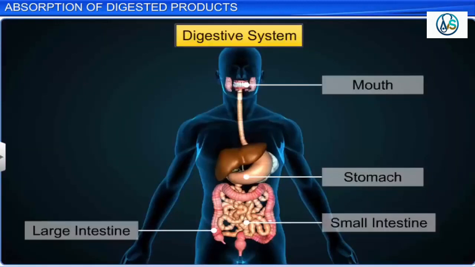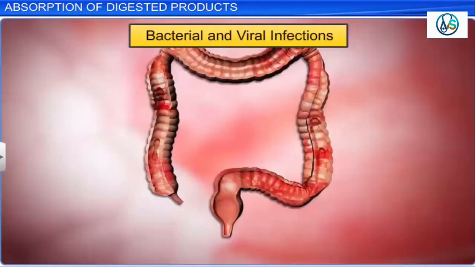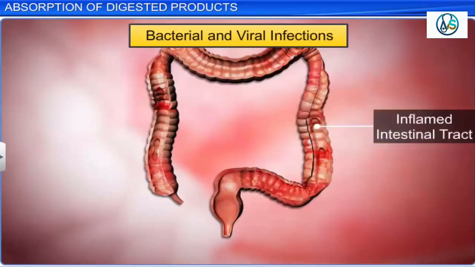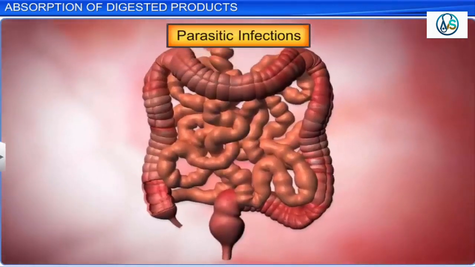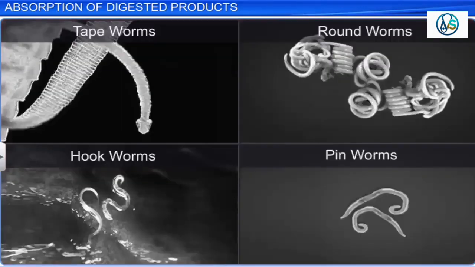If the digestive system does not function as smoothly as it should, it results in different types of disorders. Inflammation of the intestinal tract takes place when there are bacterial or viral infections. Parasitic infections are caused by tapeworms, roundworms, hookworms, pinworms, and others that usually infect the intestine.